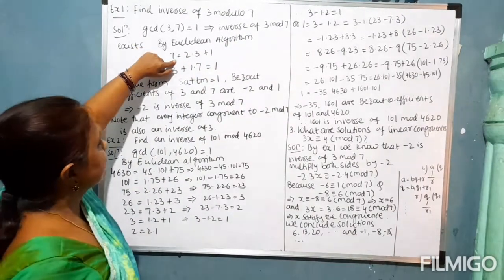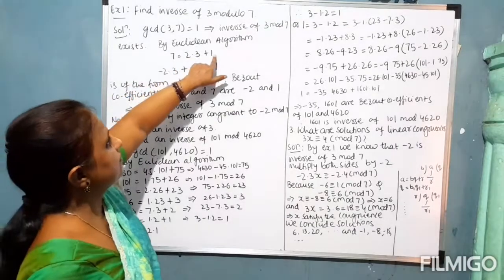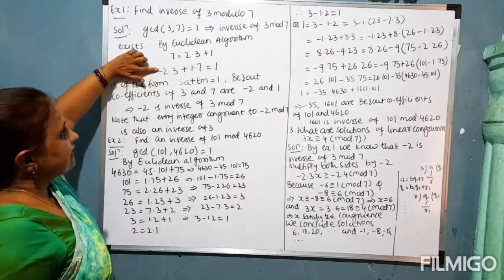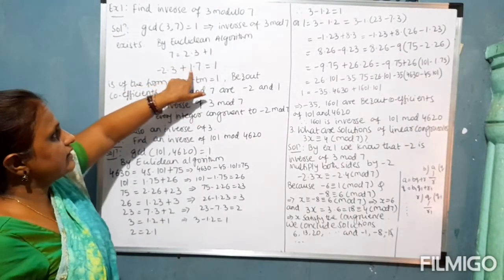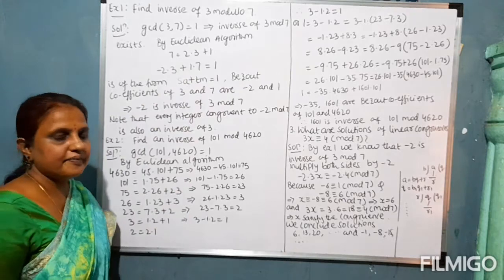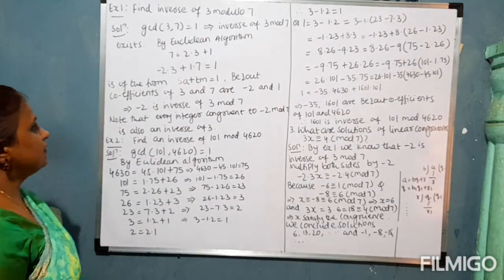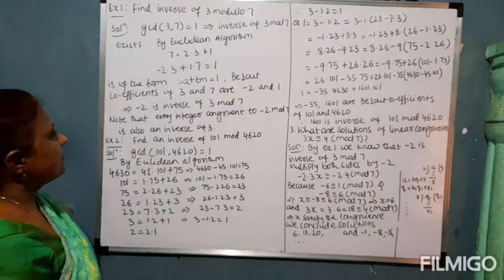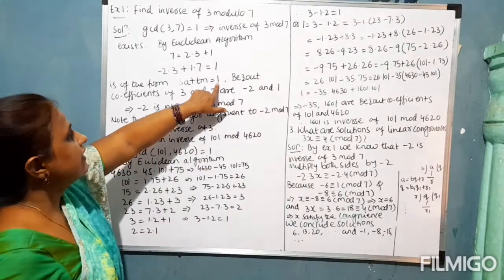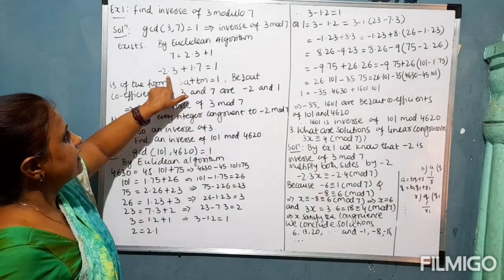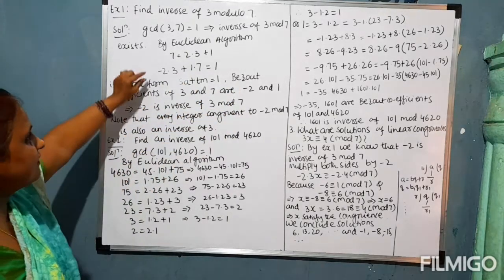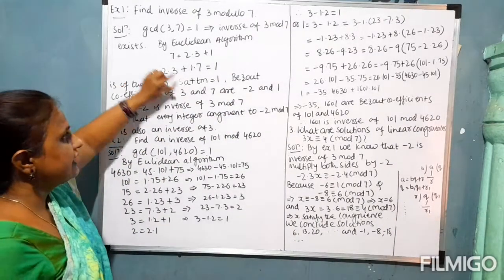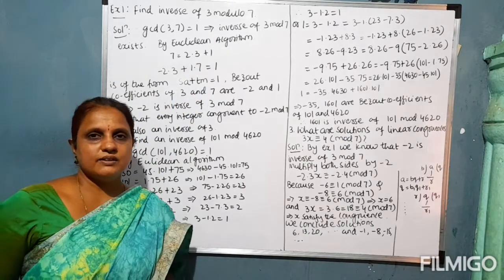We can write 7 equal to 2 into 3 plus 1. This can be written as: if we take it this side, minus 2 into 3 plus 1 into 7 equal to 1. This is of the form SA plus TM equal to 1, which implies minus 2 and 1 are the Bezout coefficients. So therefore we can say that minus 2 is the inverse of 3 mod 7.